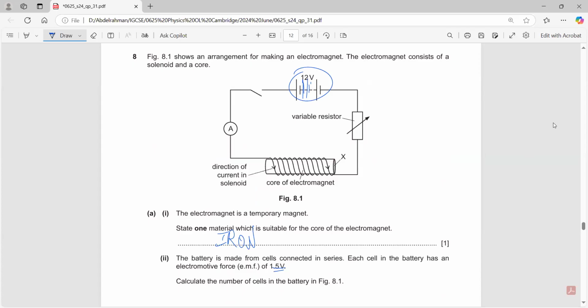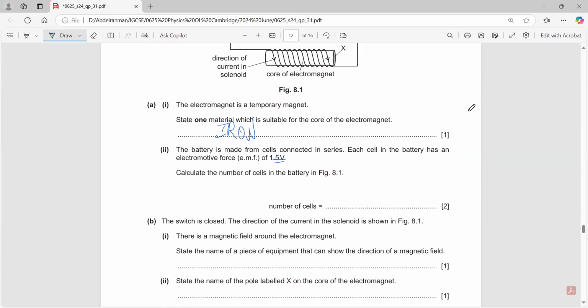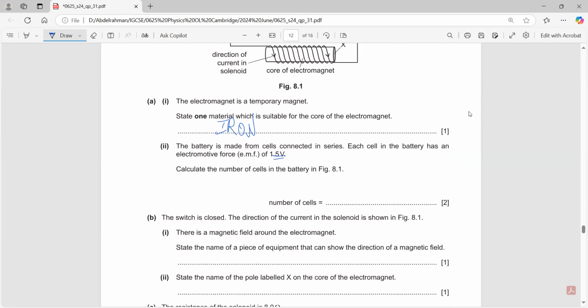But to find the number of cells, what do we do? We take the total voltage, total potential difference, total EMF, electromotive force, and we divide it by the voltage of each cell. So basically 12 divided by 1.5, which is 8 cells.